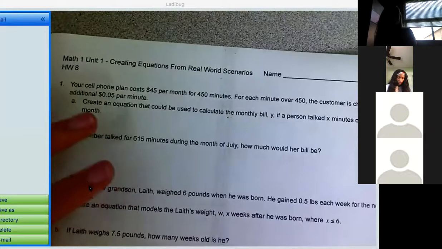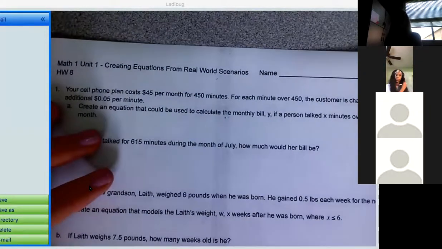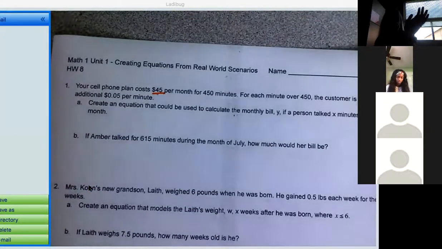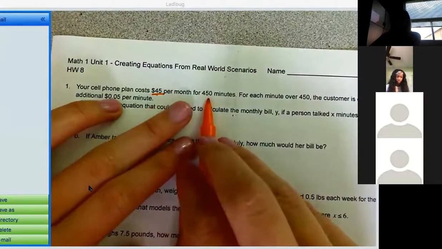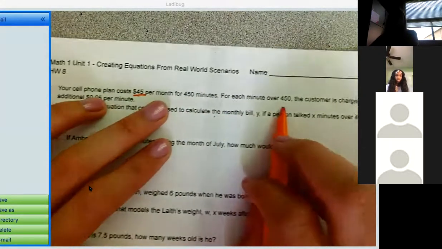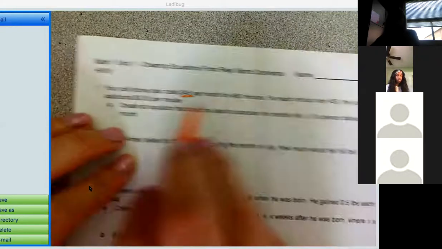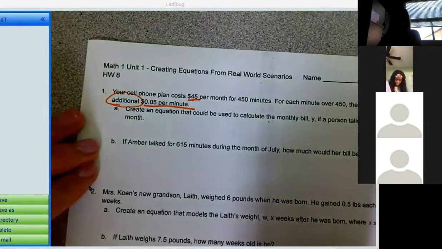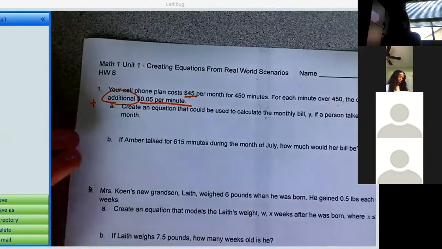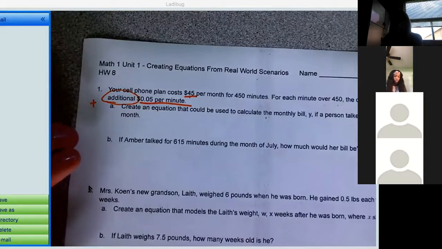All right, so let's go look at number 1. Make sure you ask me questions if this does not make sense, all right? Online and in person. So your cell phone plan costs $45 a month, which means no matter how much I talk or text or whatever, how much do I pay every month? Good. My phone bill is $45 a month for 450 minutes. Then it says if you go over 450, the customer is charged 5 cents per minute. And what does this word additional mean? Good. So we're adding on a cost. Everybody okay with that?